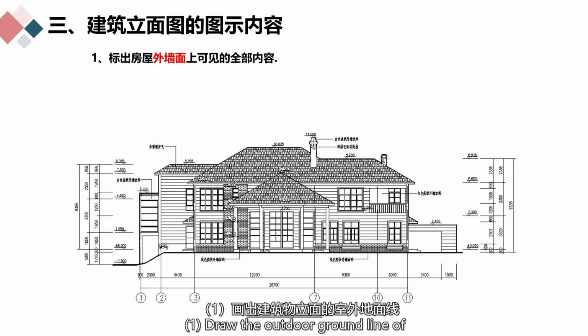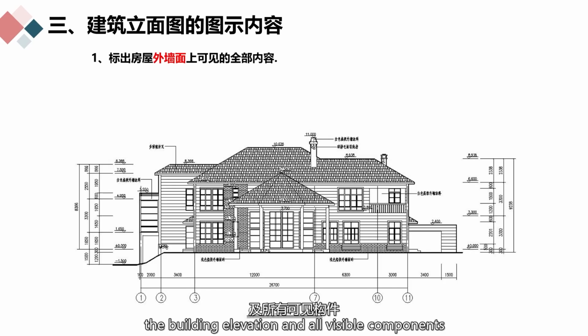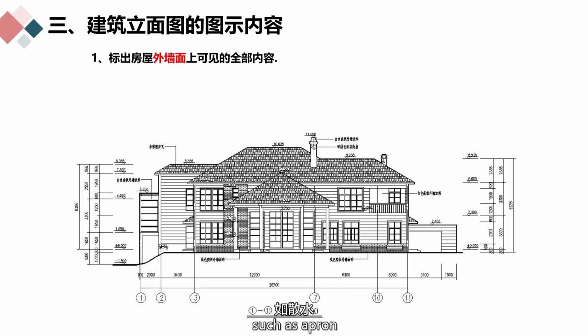Draw the outdoor ground line of the building elevation and all visible components, such as apron, steps, rainwater pipes, flower beds, plinth, door head, doors and windows, canopy, balcony, eaves, etc., as well as the structural form of the roof.